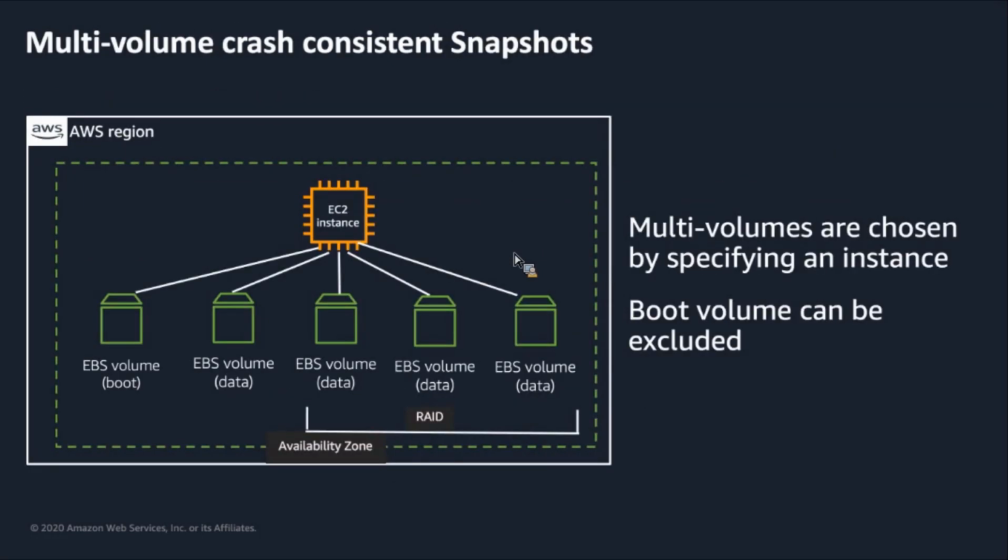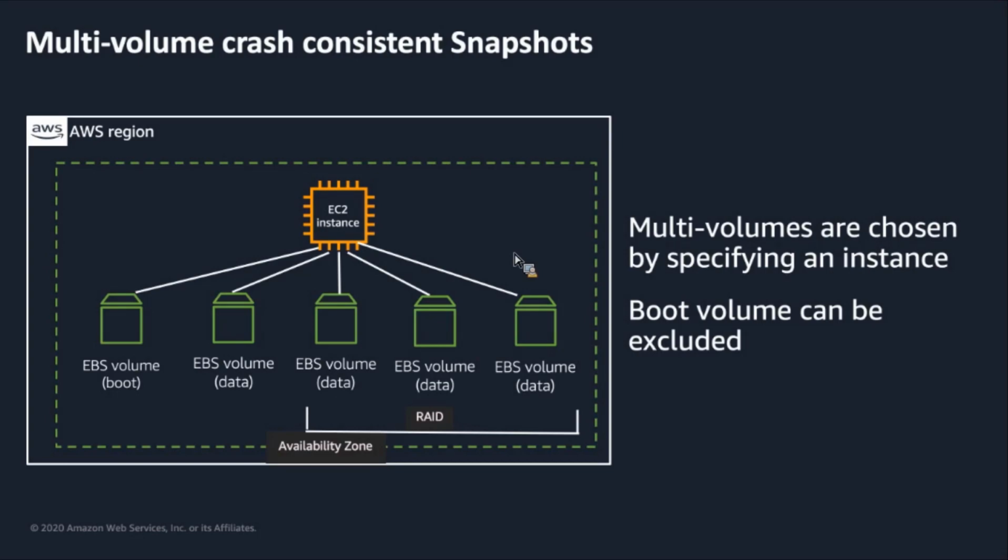And the second topic of the snapshot segment is the multi-volume crash consistent snapshot. Imagine an EC2 instance that you have with a few EBS data volumes, and some of the data volumes may be in a RAID group, right? So what you need to do is enable multi-volume snapshot by specifying an EC2 instance tag, and you can exclude the boot volume. And there may be additional data volumes.